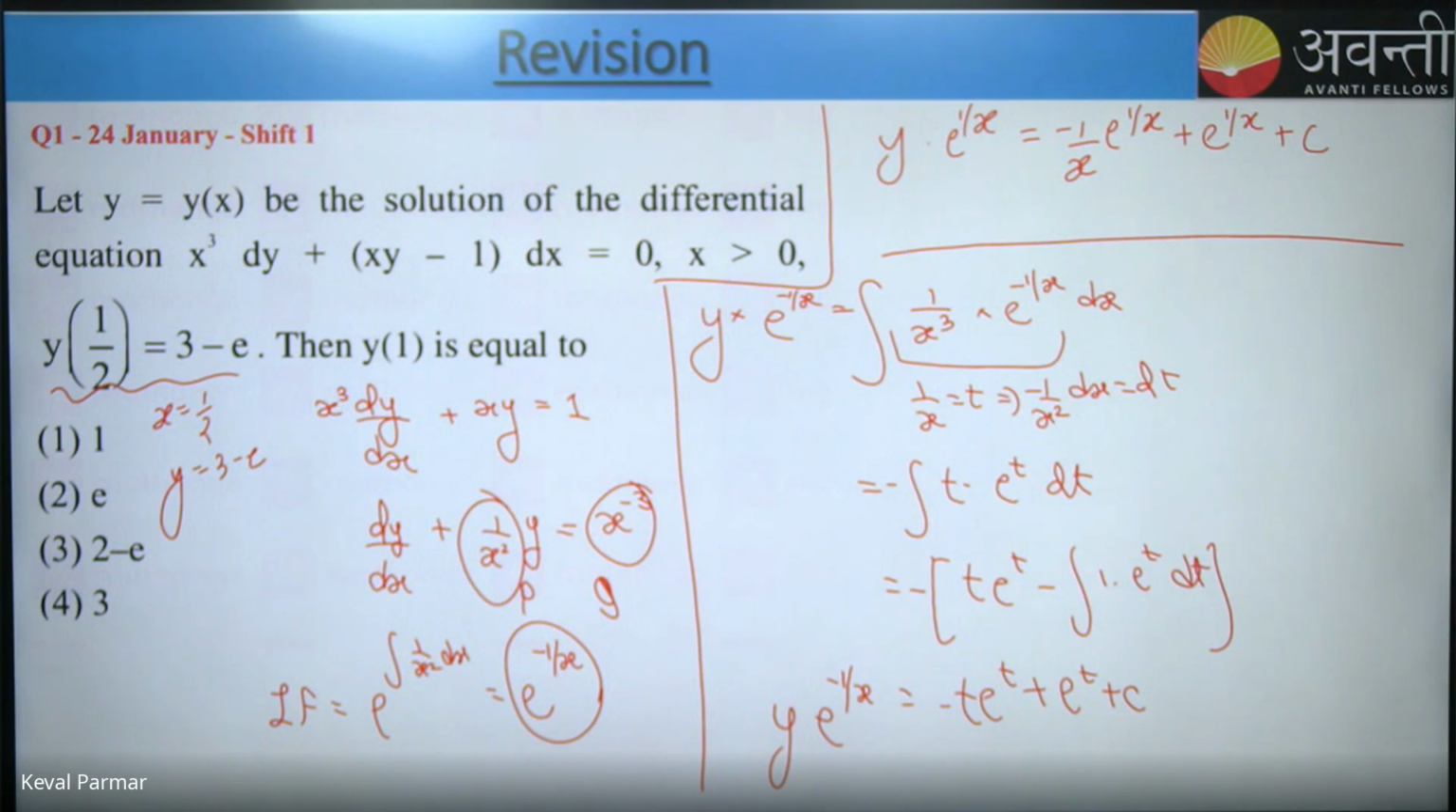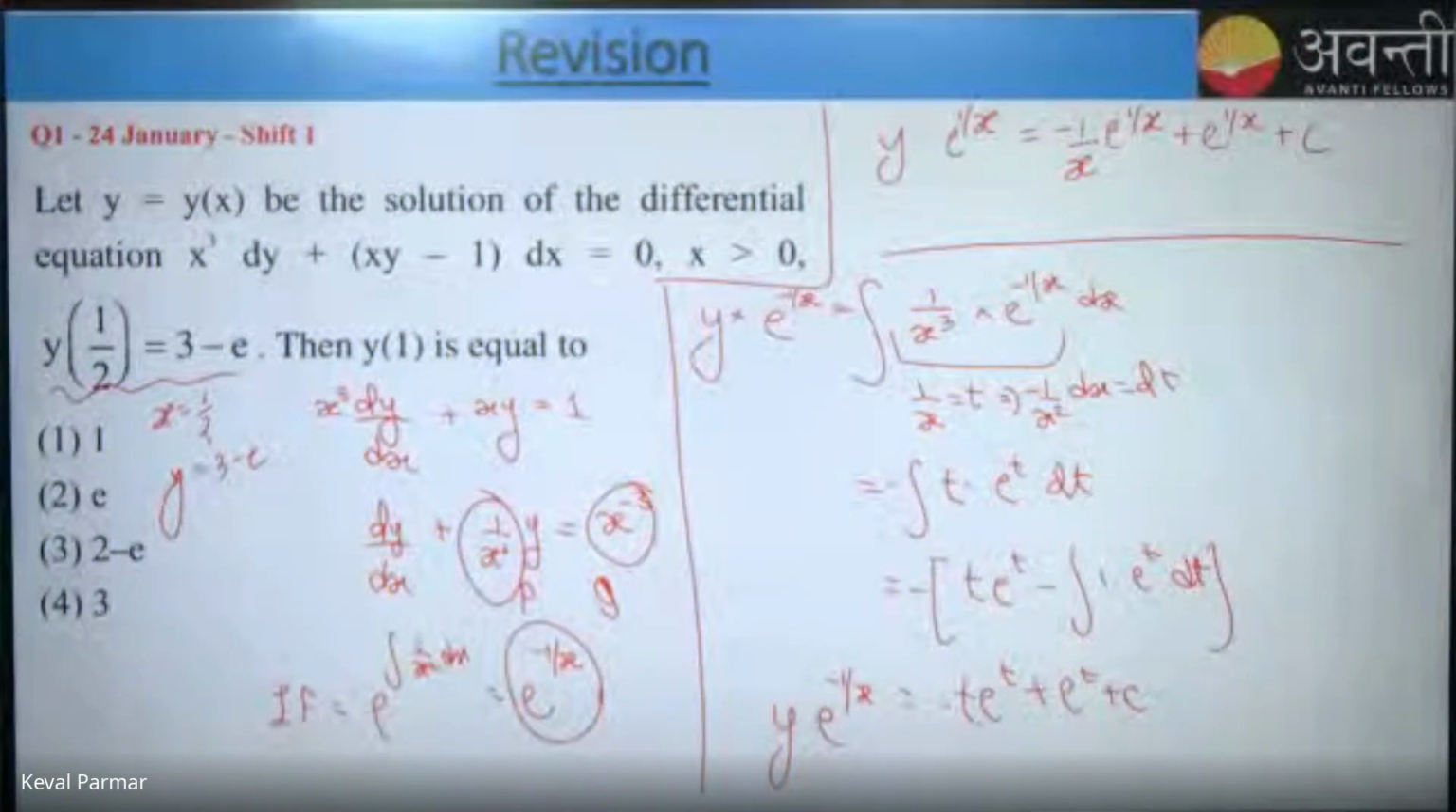y e raised to the power minus t into e raised to the power t. Okay. So y into e to the power minus 1 by x equals the integration of minus t e raised to the power t. Yes. 1 by x, it is right.